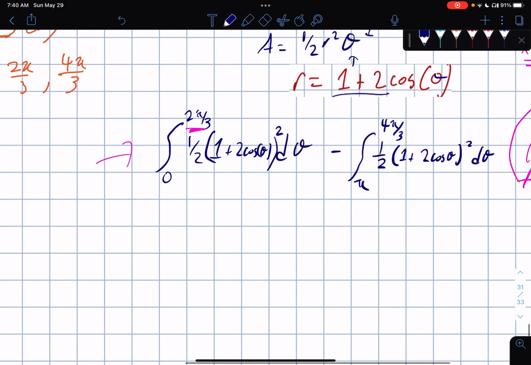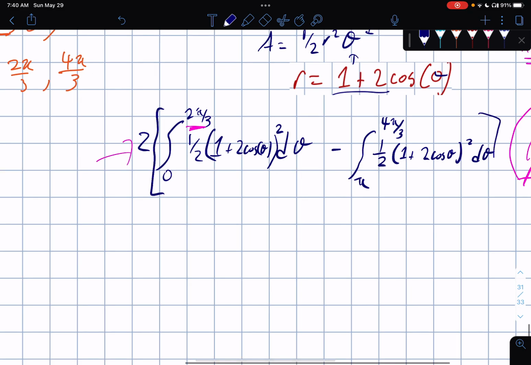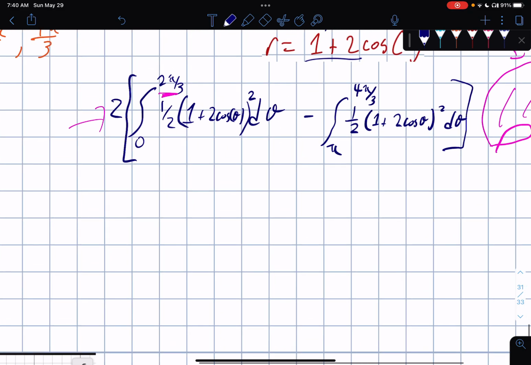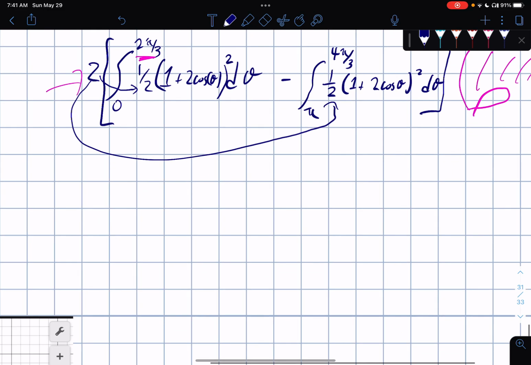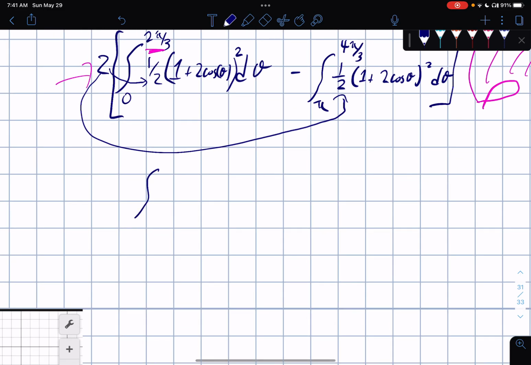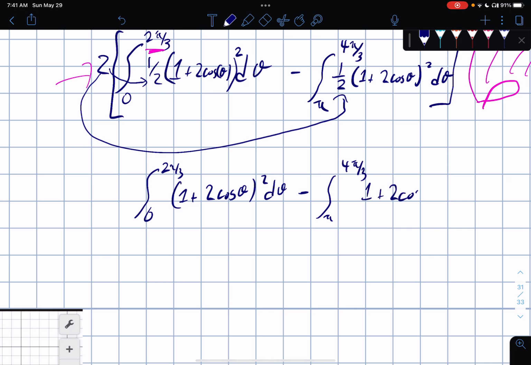Alright, so we can multiply the whole thing by 2. Distributing this 2 will cancel with this 1/2, and this 2 will cancel with this 1/2. So we can just write the integral from 0 to pi over 3 of (1 plus 2 cosine theta) squared d theta minus the integral from pi to 4 pi over 3 of (1 plus 2 cosine theta) squared d theta.